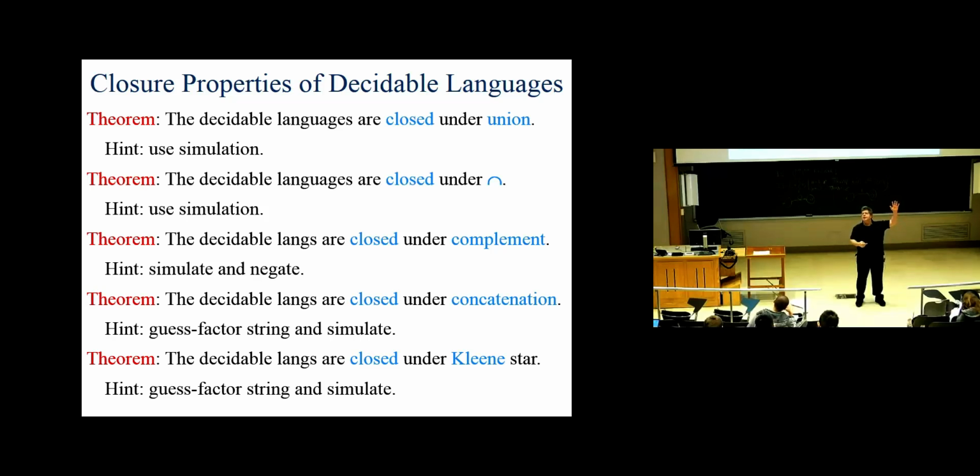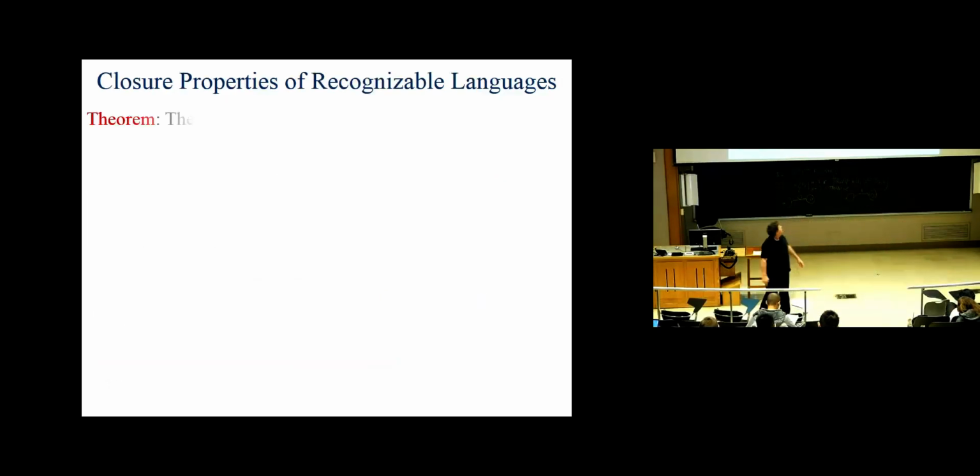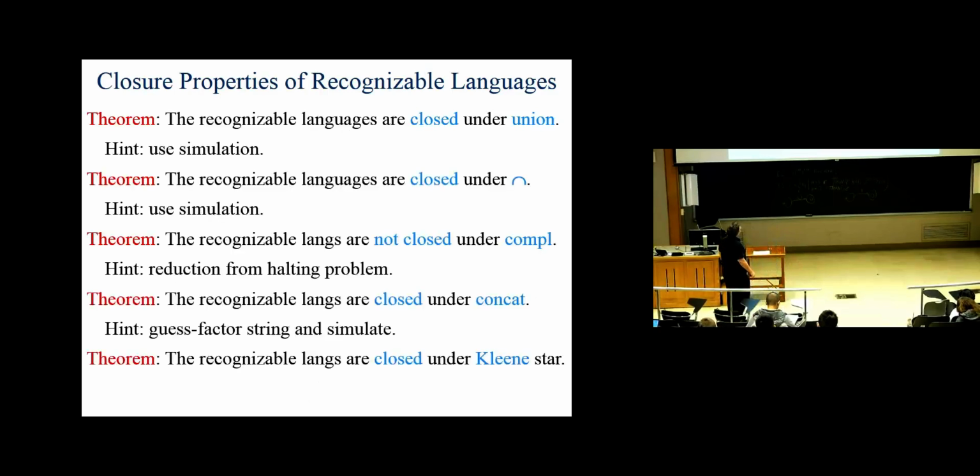How many get this strategy? It's very similar to the strategy for concatenation, except that instead of unsplitting into two-piece substrings, you unsplit it into any number, not just two. That's really the only difference in the strategy. And there are similar properties for recognizable languages.